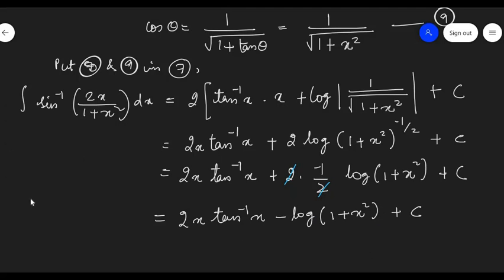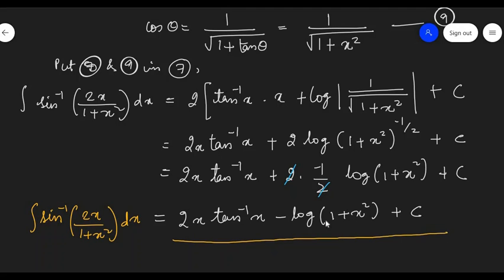So we have calculated integration of sine inverse of 2x upon 1 plus x square as 2x tan inverse x minus log of 1 plus x square plus c. I hope you understand why we have not used modulus symbol here. Mod is used because log can be calculated only of positive numbers. Now x square is positive, and when 1 is added to an already positive number, that number will always remain positive, and therefore you can remove the modulus sign.